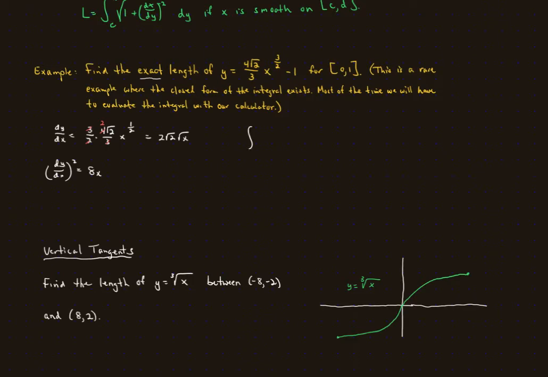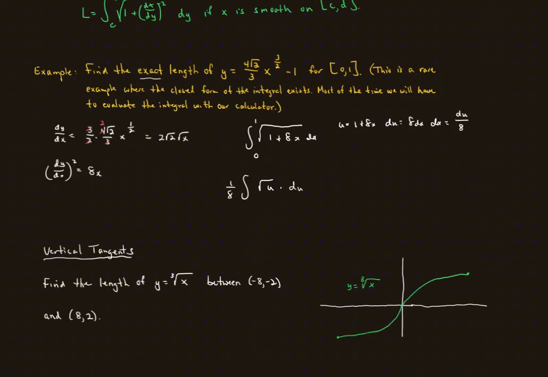And so that means our integral is going to be 0 to 1 of the square root of, and then we're going to get 1 plus our derivative squared, which we said is 8x, dx. So this is an integral we can actually do. We can say u is going to be 1 plus 8x. du is going to be then 8 dx. So the dx is going to be du over 8. So our integral is going to become the square root of u, and the dx we will replace by du over 8.